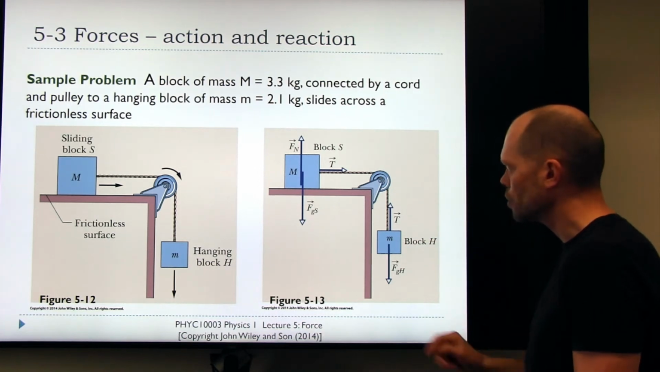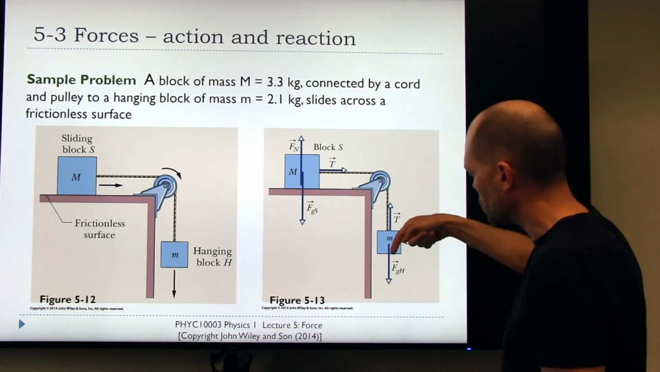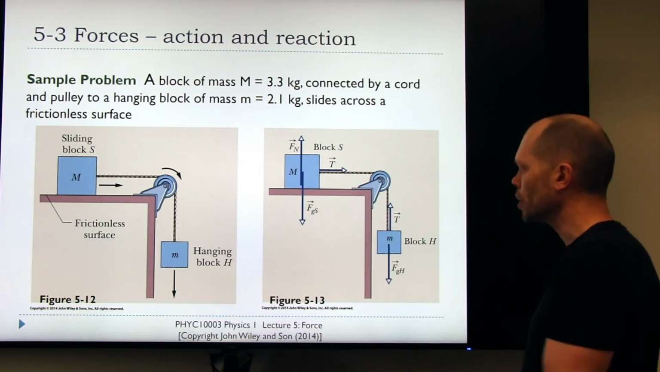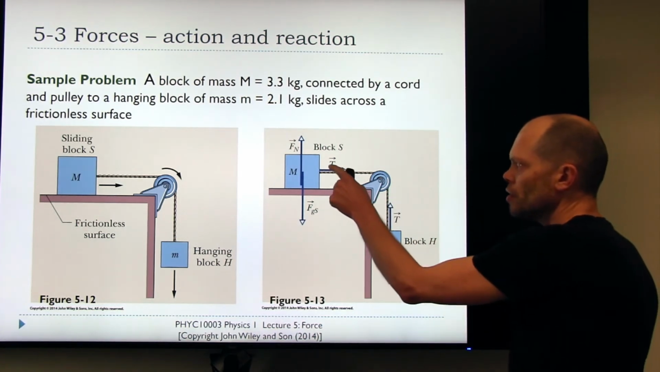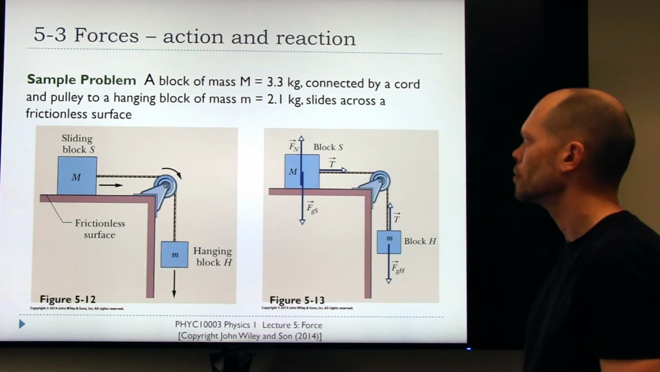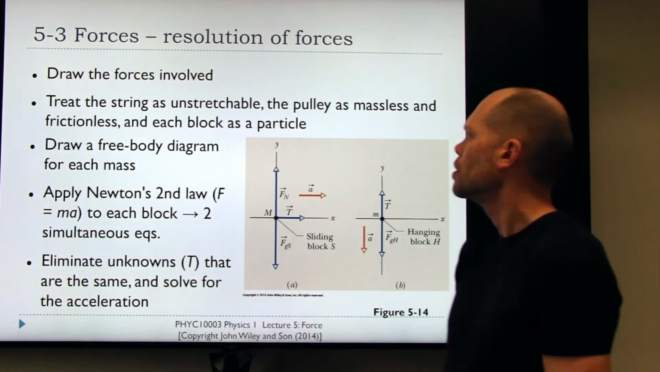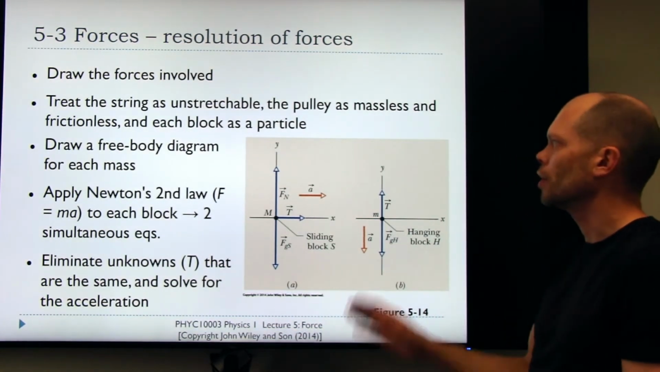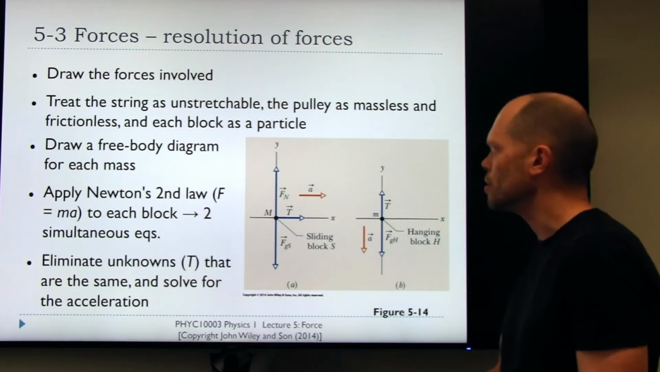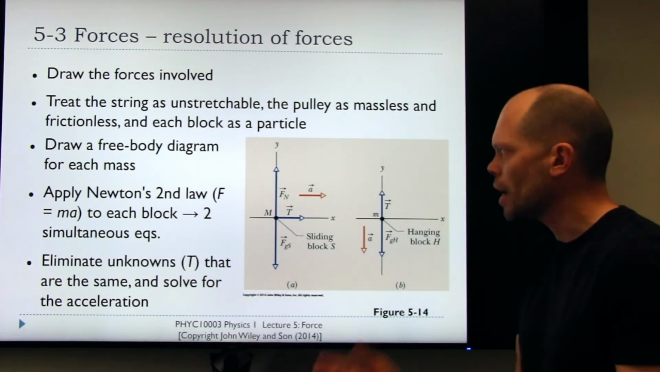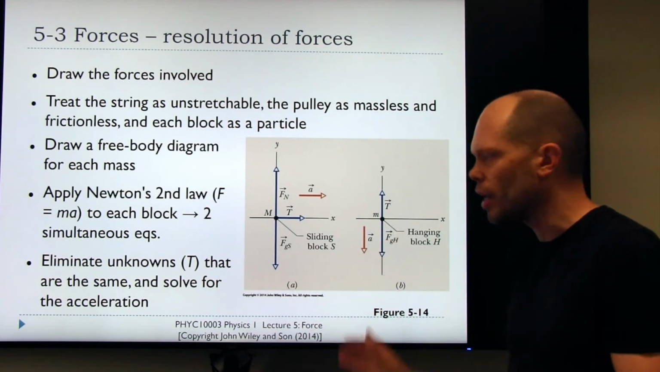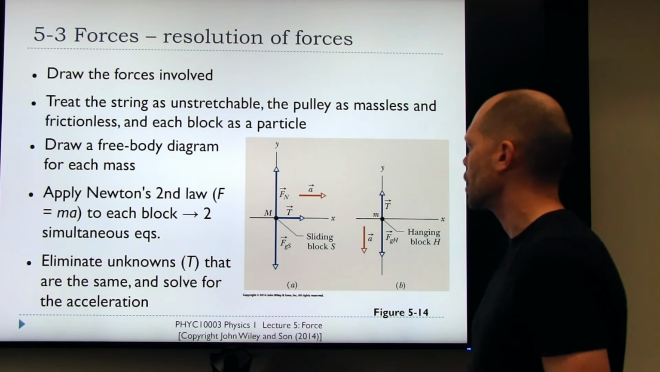On this block, there are only two forces acting: the force pulling down from gravity, and the tension pulling up. This tension and this tension have the same magnitude. Now we're going to draw a free body diagram. We draw all the different forces involved. We're going to treat the string as not stretching, and the pulley as massless and frictionless. Each block is considered a particle. Just simplifying this, draw the free body diagram.